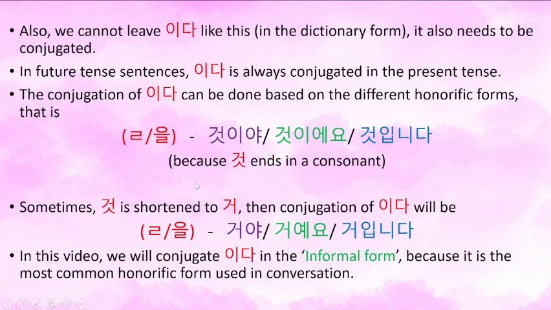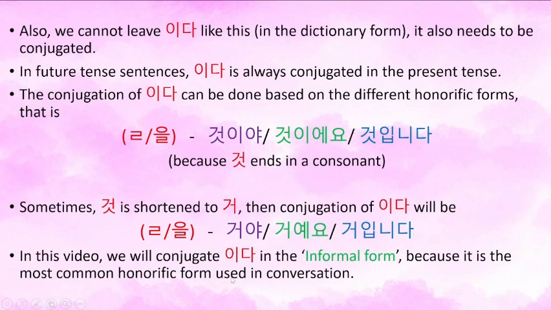Okay, now it happens sometimes कि 것 जो है उसे shorten कर दिया जाता है 거 में, just to make a short sentence and to make it easy for us to pronounce. Okay, तो 것 को 거 इसमें शॉर्ट कर दिया जाता है, ㅅ रिमूव कर दिया जाता है. तो इस केस में 이다 का कन्जुगेशन भी चेंज होगा. क्यों? क्योंकि 거 जो है वो एक vowel से end हो रहा है, तो इसलिए 이다 का जो कन्जुगेशन है वो इस केस में क्या होगा? Casual form में 거야, informal में 거예요 और formal में 겁니다.